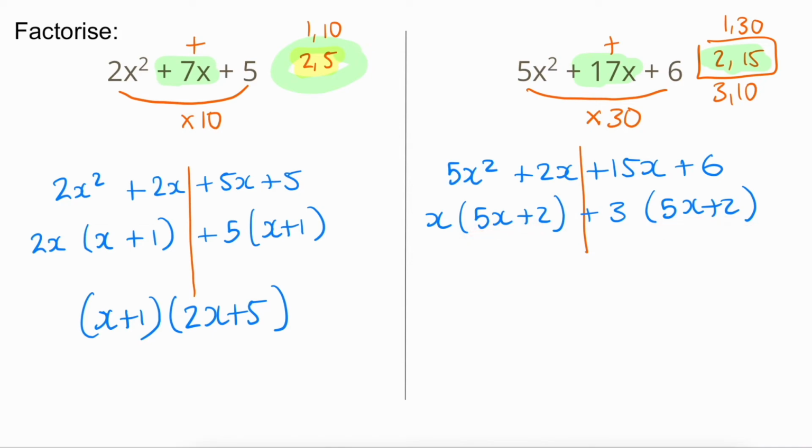And that means that my final answer is x plus 3. And that's for this part here, where it's on the outside. And then my second bracket is the 5x plus 2 that I have in both of my brackets.